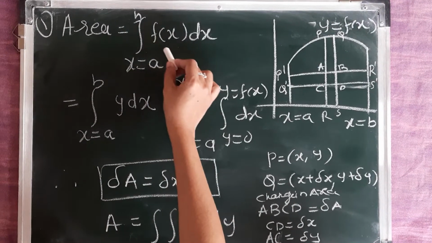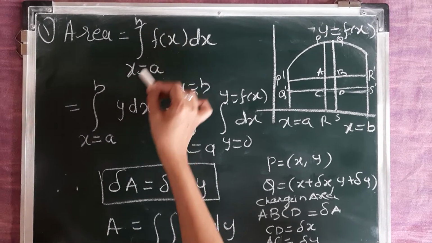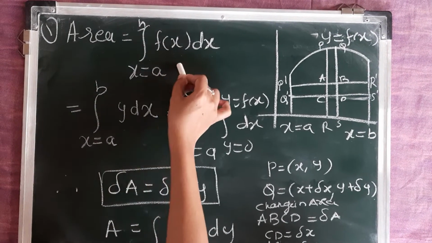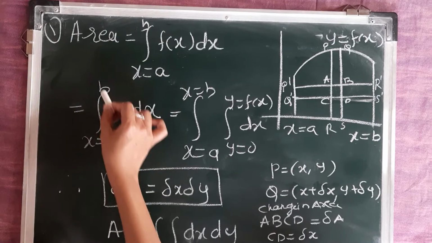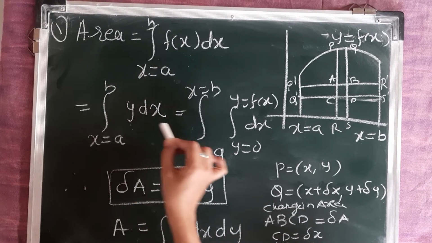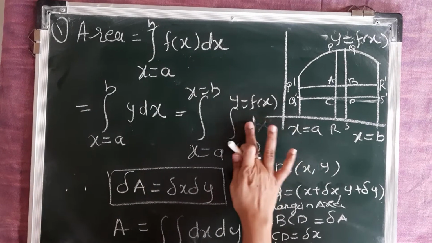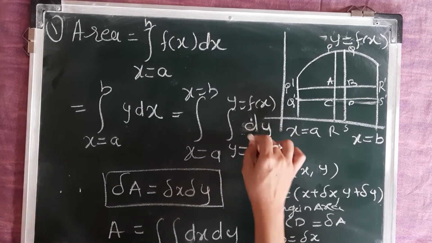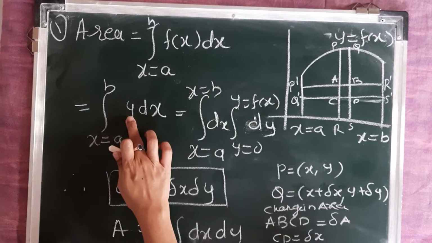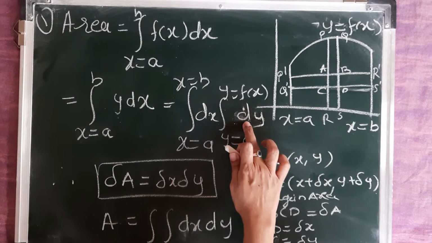Now integration a to b f of x dx, f of x is actually y. So if I replace f of x by y, then this integration becomes x is equal to a to b y dx. But what is y? Y is actually integration of dy. Therefore this y becomes replaced by integration of dy.